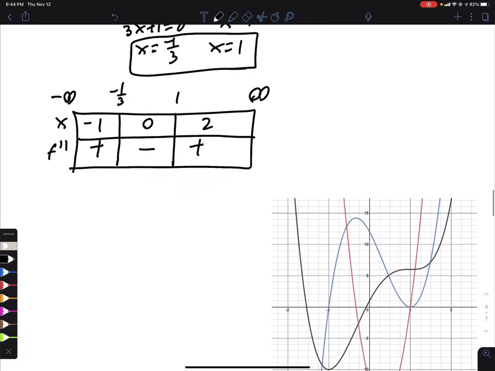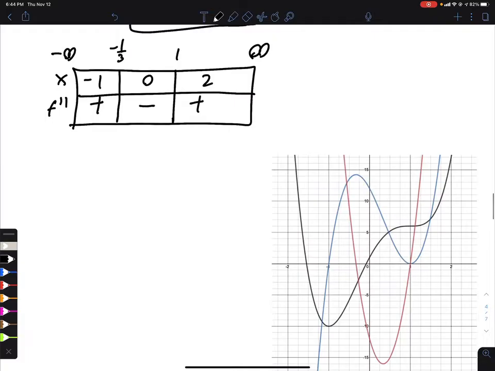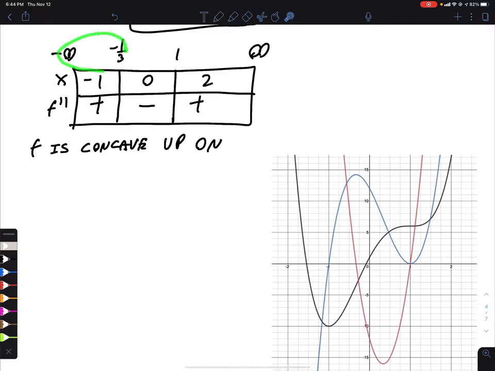So now I come to my conclusions. My function f is concave up where? On the interval, so everywhere from here to here, f double prime is positive, so it's concave up on the interval from negative infinity to negative 1/3. And the same thing between 1 and infinity: the second derivative is always positive, so 1 to infinity. Why?